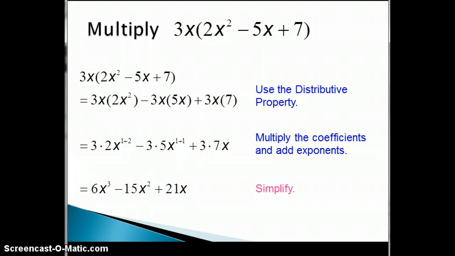Now we need to simplify each of these terms, so the 3 times 2 becomes 6, and the 1 plus 2 in the exponent on that term becomes a 3. So we have 6x cubed for our first term. And then we have the minus sign, and then 3 times 5 is 15. And 1 plus 1 is 2, so we get x squared for the variable part of that term. And then we have a plus sign followed by 3 times 7 is 21, and then we just have an x on that. And notice that this is simplified as much as possible, so we're done.